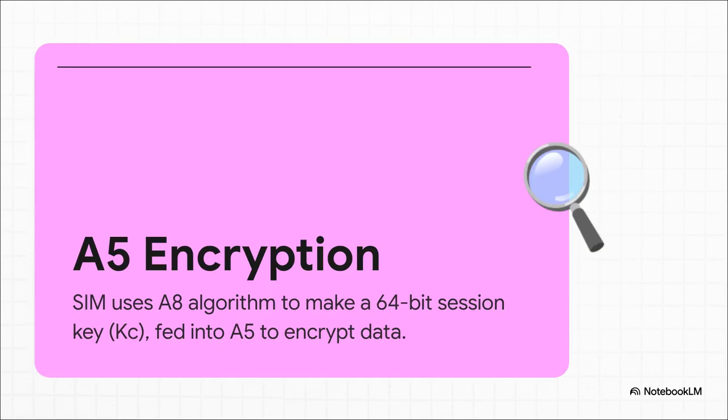Okay, so you're authenticated, but we still need to stop people from eavesdropping on your call, right? Enter the A8 and A5 algorithms. The SIM uses A8 to generate a temporary 64-bit session key, called Kc. That key is immediately fed right into the A5 encryption algorithm, which aggressively scrambles your voice data over the air interface. So every single session gets a brand new, temporary, unbreakable lock.